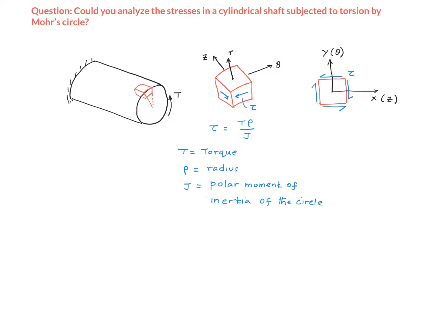in this picture. The magnitude of the shear stress is, of course, given by this torsional formula, tau equal T rho over J, where T is the torque, rho is the radius, and J is the polar moment of inertia of this circle. There are no stresses on the R plane, and on these planes, of course, on the hoop plane and the axial plane, there are no other shear stresses, and there are no normal stresses either.